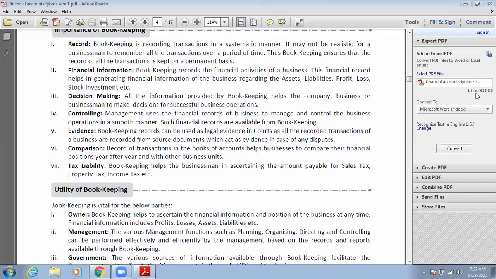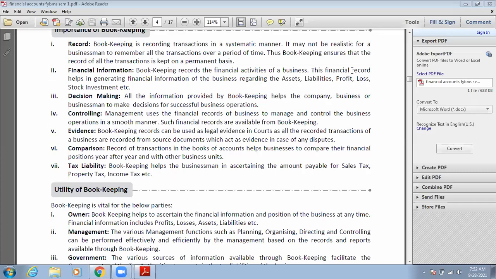Okay, so at that time it is very much important कि हमारे पास जो भी transaction है, that can be evidence in the court of law. Comparison, जैसे मैंने आपको बोला, this year we can compare with the last year. कि last year हमारा financial position क्या था और इस year हमारा final position क्या है. And last point is a tax liability.